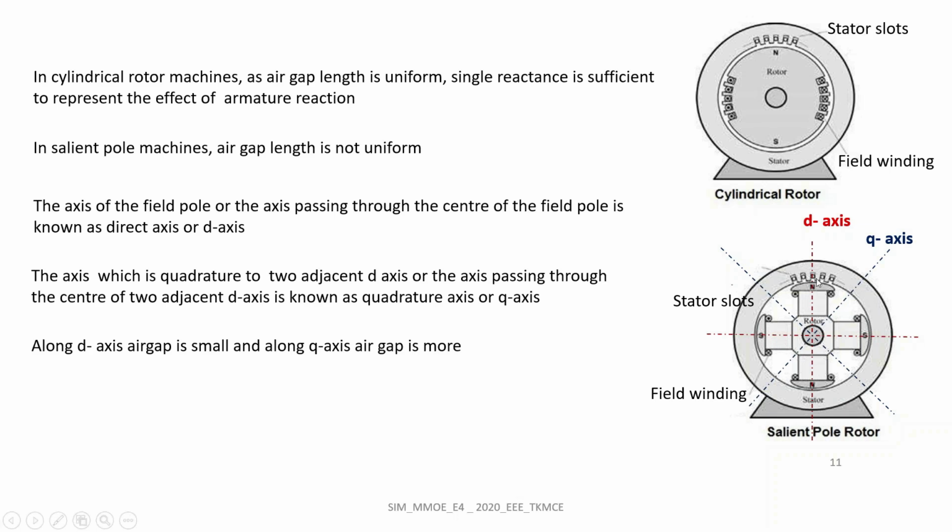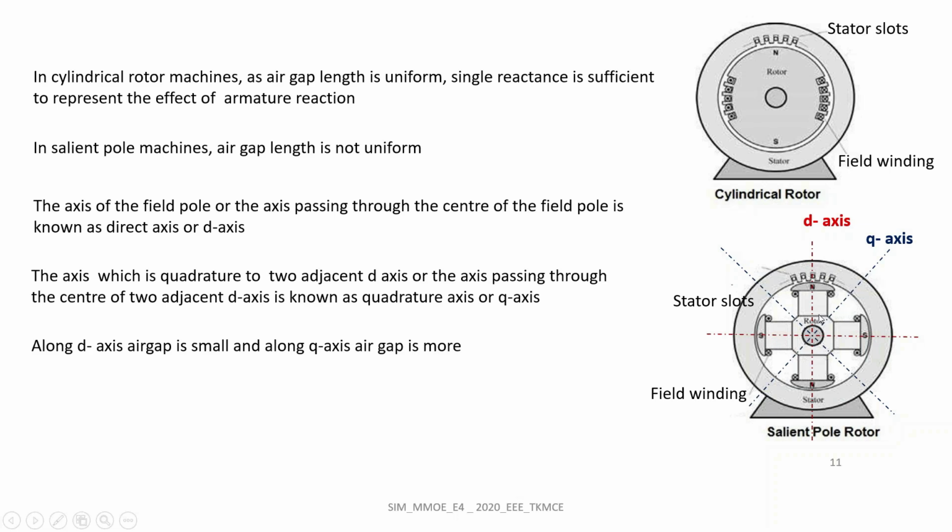So along the D axis, air gap length is minimum. If air gap length is minimum, reluctance is minimum. If reluctance is minimum, flux will be more. If flux is more, armature reaction will be more. If armature reaction is more, XA that represents the armature reaction effect is more. If XA is more, synchronous reactance will be more. So along the direct axis, synchronous reactance will be more.